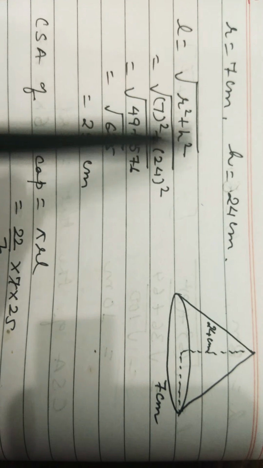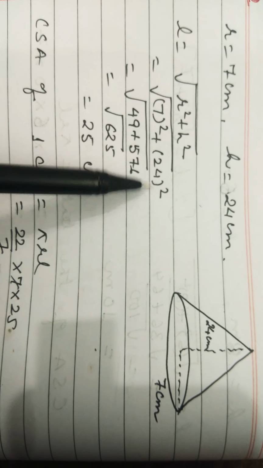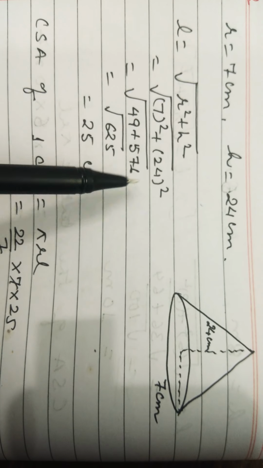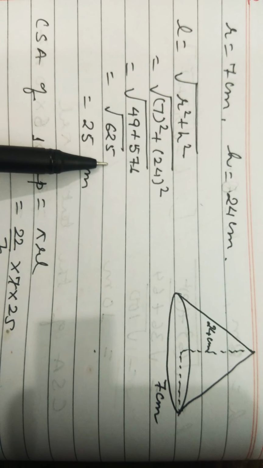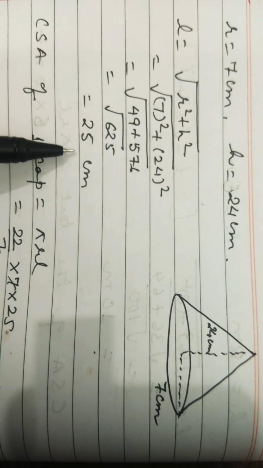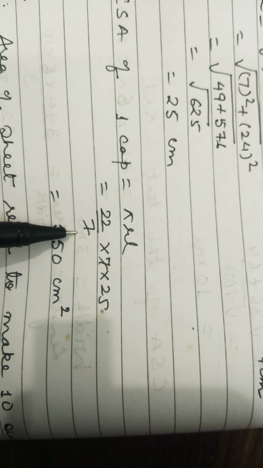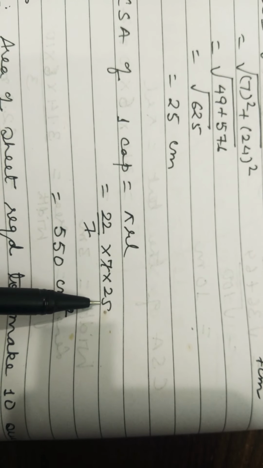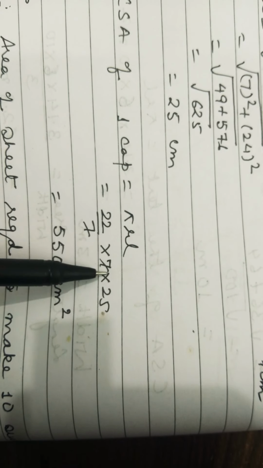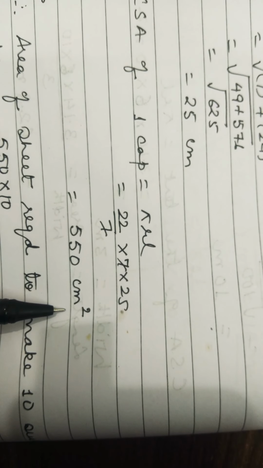So L will be equal to under root R square plus H square, that is 7 square plus 24 square. Solve this, 49 plus 576, that is equal to 625, and we know that 625 is the square of 25. So L will be equal to 25 centimeter. Now the curved surface area of one cap will be equal to pi RL, that is 22 by 7 into 7 into 25, which we have found out. 7 gets cut. 22 into 25 equals 550 centimeter square.